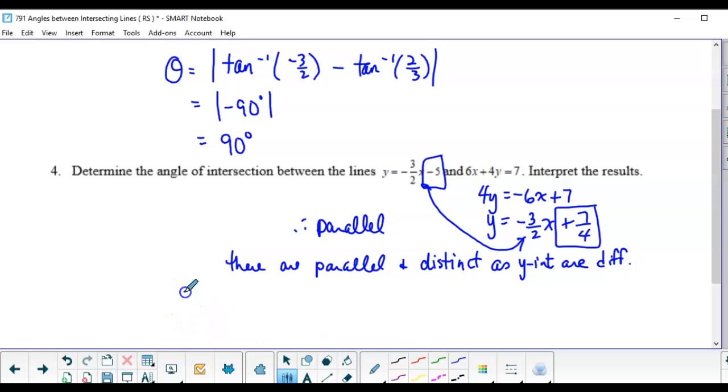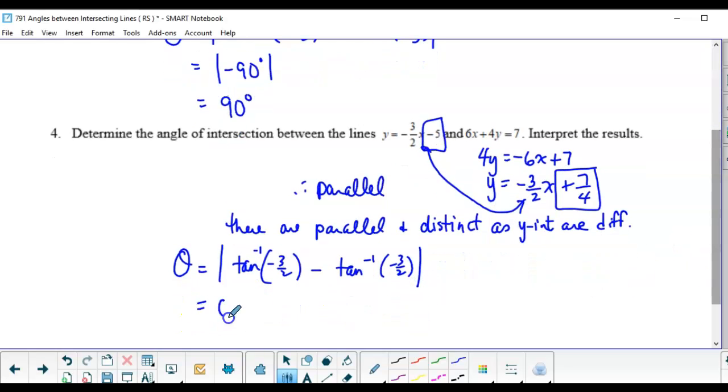Okay, now if we try to find the angle in between, what happens? Well, you're doing the same thing, right? So you end up getting tan inverse of -3/2 minus tan inverse of -3/2. You're subtracting things that are equal to each other. So you get 0 degrees. Okay? And that's it.